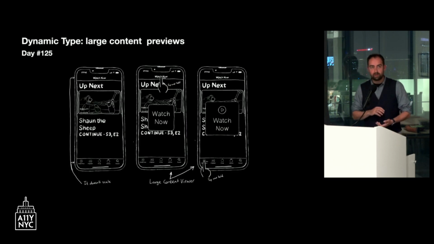And then a question I get a lot of times is, well, when you enable large text sizes, why is Apple not increasing the text size of the navigation bar and the tab bar? Seems like a fair thing to do. But the thing is, if you do that, it would take too much space of the screen, leaving very little space for content. So the workaround is something called large content previews.